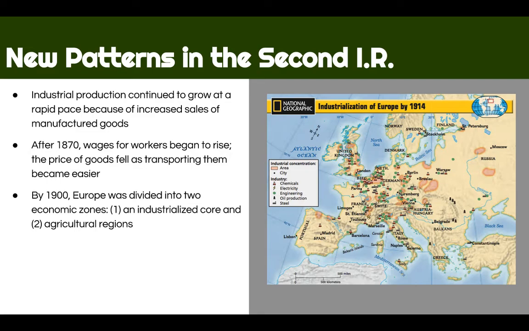By 1900, really, in Europe, we see two economic zones. The industrialized core of Europe, which included the United Kingdom, Belgium, the Netherlands, Germany, Western Austria-Hungary, northern parts of Italy, and parts of France. But we also see agricultural regions, which was basically areas in Eastern Europe and Russia. The industrialized core are going to provide those manufactured goods, and the agricultural regions providing raw materials and growing food for the whole of Europe.